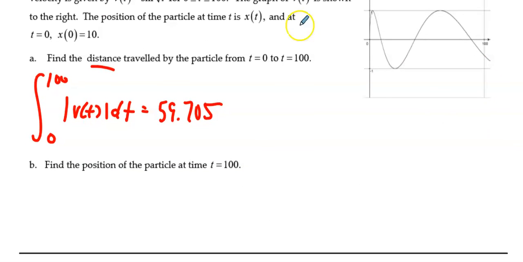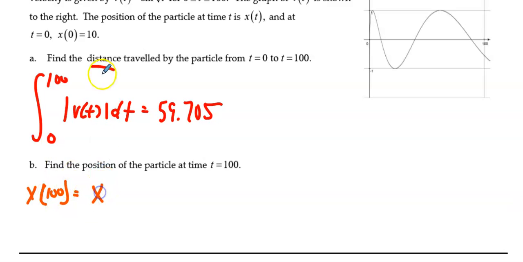All right, so the next question says find the position of the particle, and we still have our calculator, right? So the position of our particle at time equals 100. So I want to know what x of 100 is. Again, ladies and gentlemen, this is an FRQ, so you want to write the notation out. You want to tell me what you're putting in your calculator.